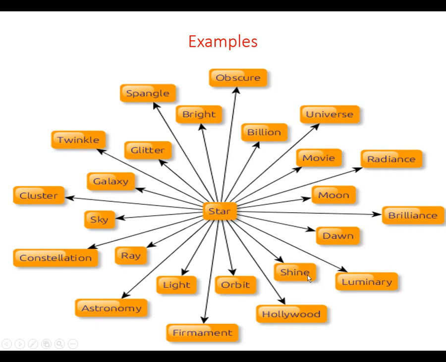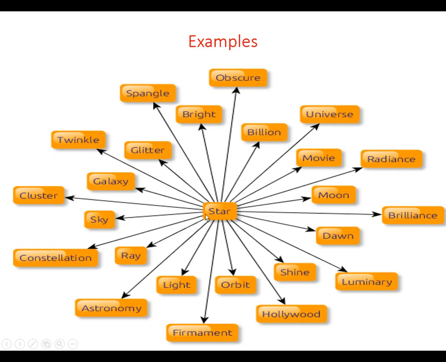Where stars shine. We can also have words such as Hollywood, because we have movie stars, Hollywood, the cinema industry hub, which gives prominence and stardom to lots of actors and actresses worldwide. And movie, and radiance, and moon, and brilliance. Someone who's very brilliant in something is called a star: physics star, medicine star, whatever. Sky, ray, astronomy, all these words are related to the word star.